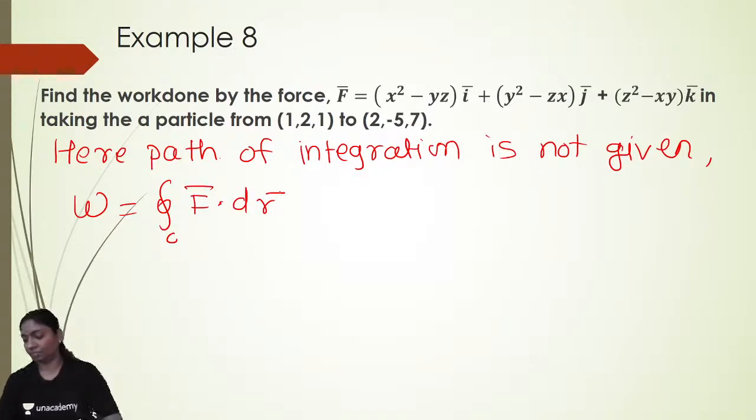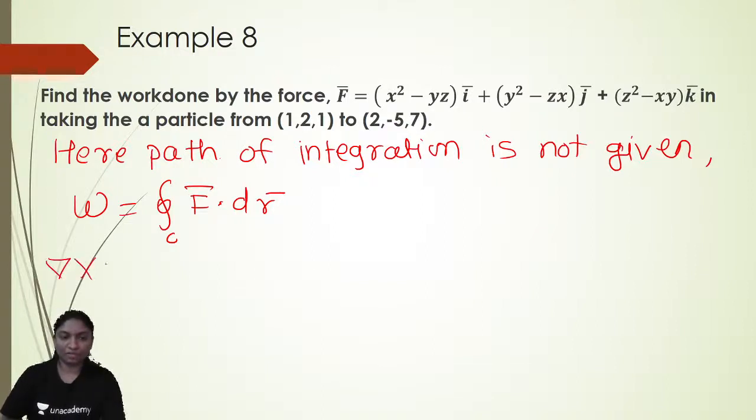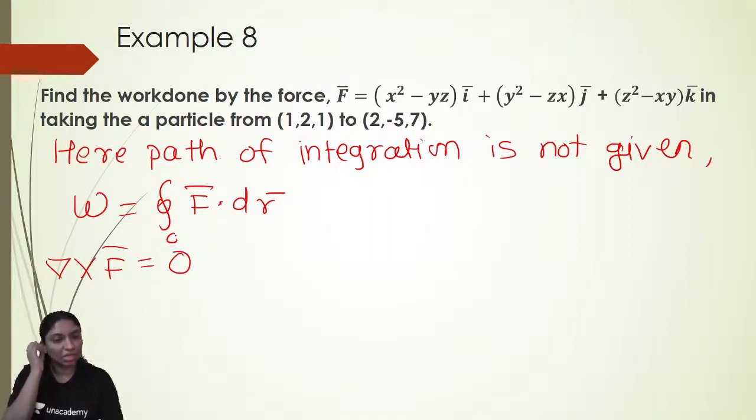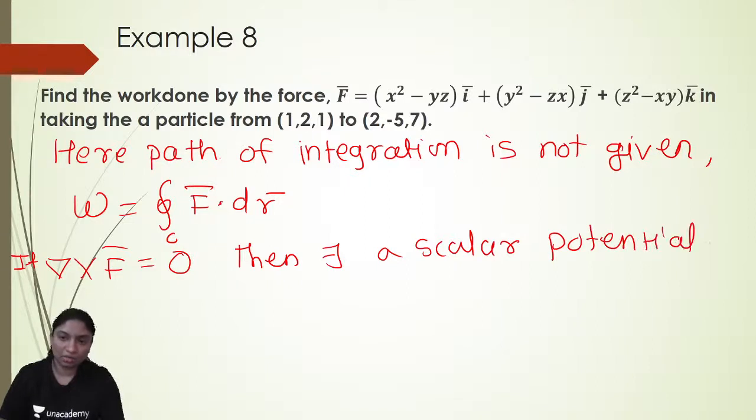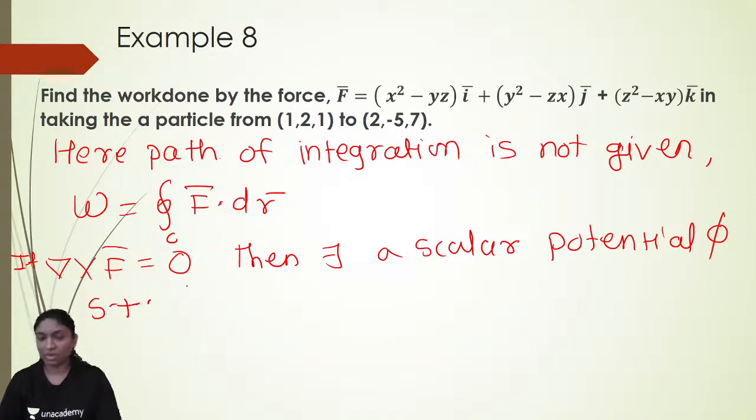Okay. So observe that for the vector field, if del cross F bar is equal to 0, then it is irrotational, then there exists a scalar potential phi. If del cross F bar is equal to 0, then there exists a scalar potential phi such that F bar is equal to del phi.